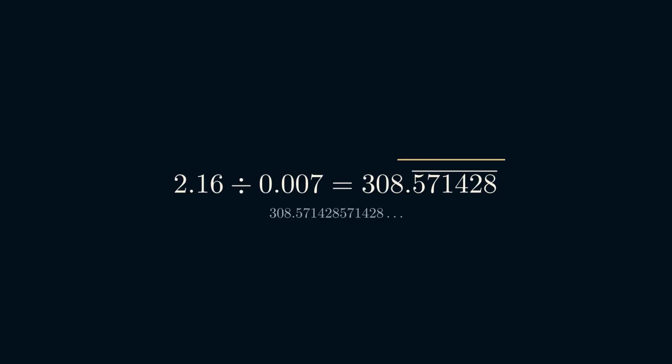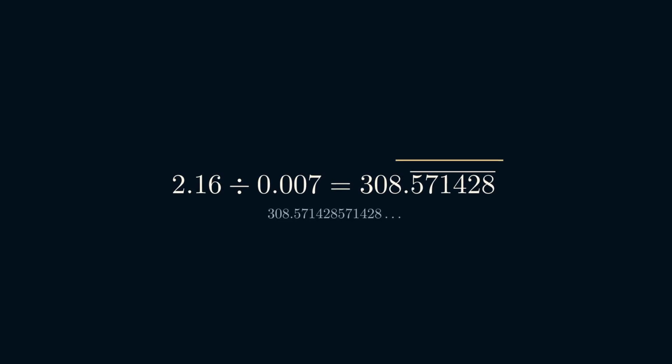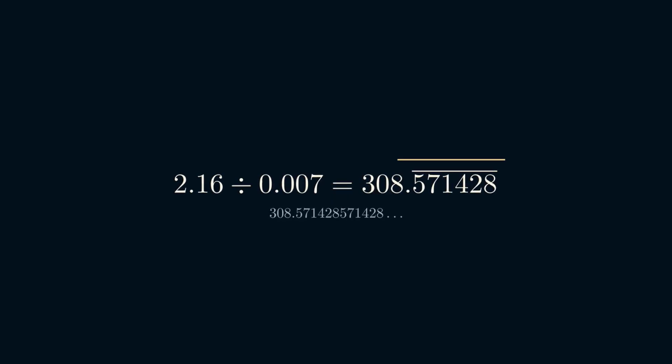This is the answer we are heading towards. 2.16 divided by 0.007 is 308.571428 recurring. That repeating bar is not decoration, it is the pattern we must earn carefully. But one small place value slip can change everything.